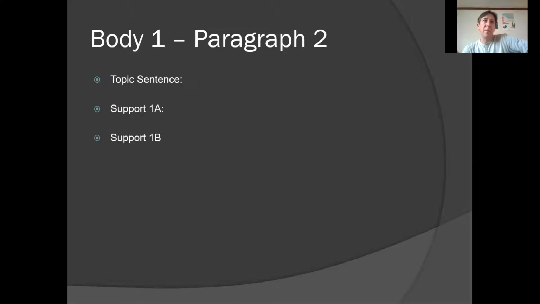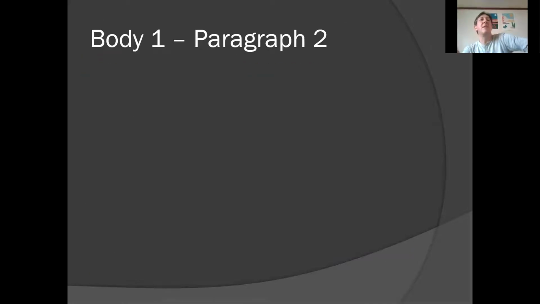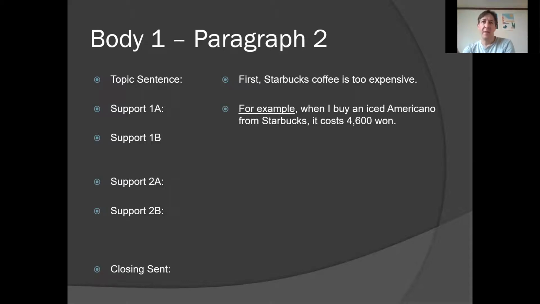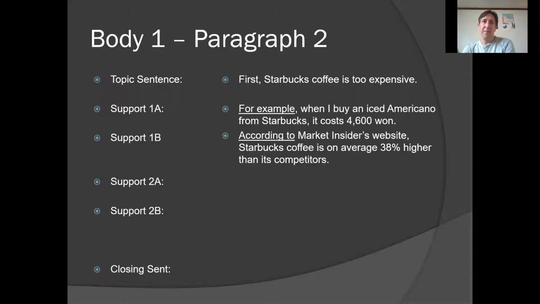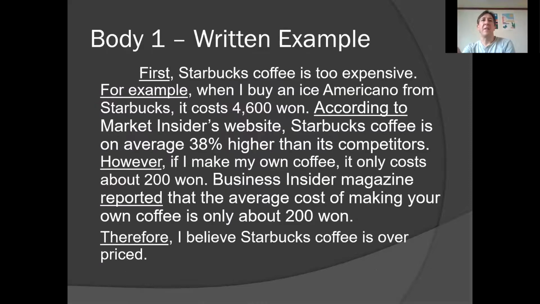Next, we go to the body. So what was my first reason here? Look, it's too expensive. So that's going to be the topic of this body paragraph. Starbucks coffee is too expensive. And now I have to support that opinion with details. So I've got an example. I've got more researched information, personal experience, researched information. Put all of that together and you get a paragraph that looks like this.